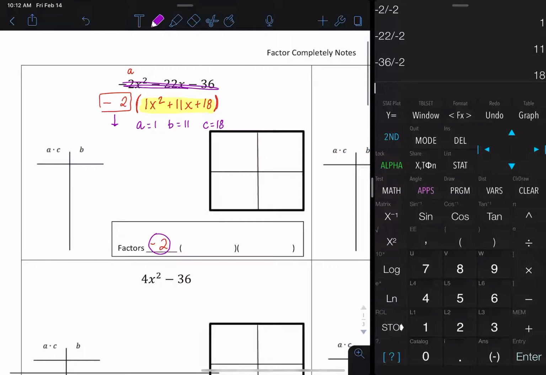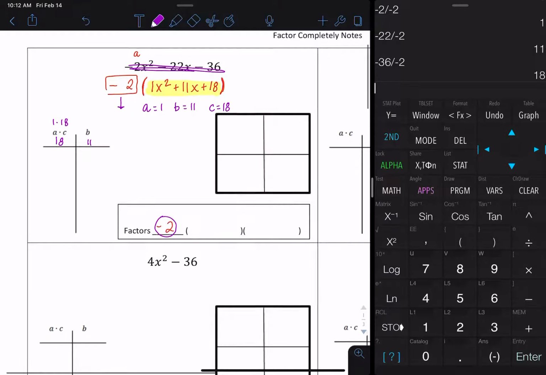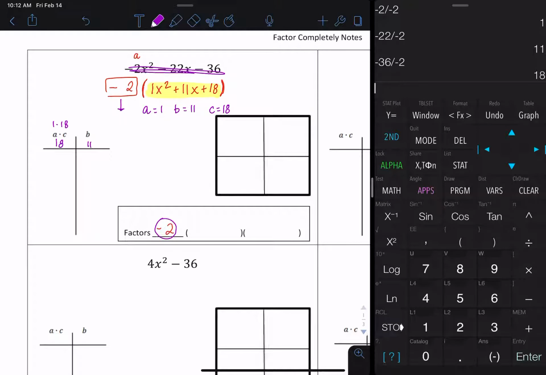So A times C. 1 times 18 is 18, and B is 11. So I'm looking for factors of 18 that add to 11. So we're going to start with 1. 1 times 18 is 18. But 1 plus 18 is 19, not 11. So that doesn't work. 2. 2 times 9. The next factor is 3 times 6. 4 doesn't go into 18, 5 doesn't go into 18, and then I'm back at 6, so I'm done.